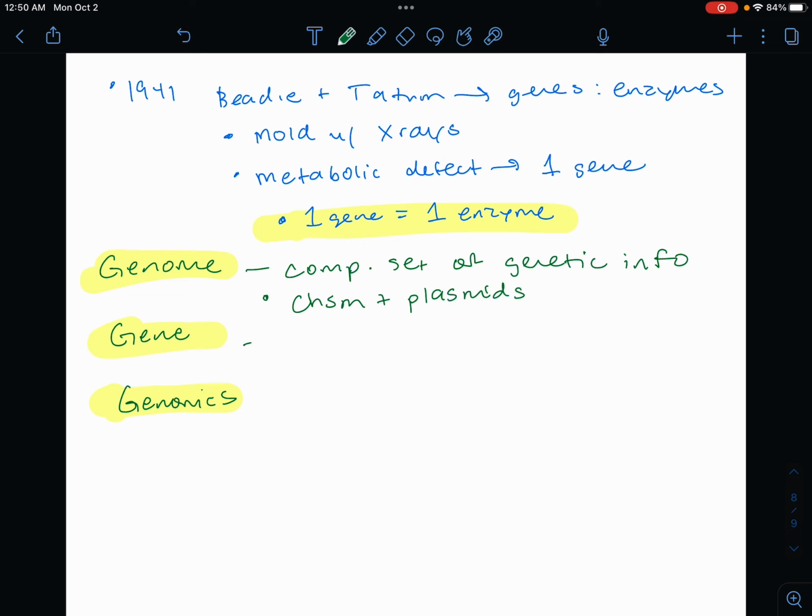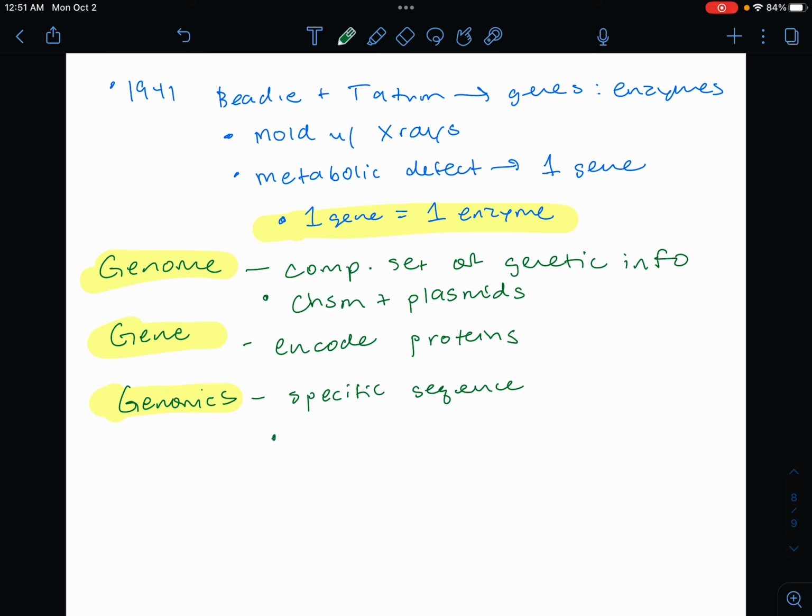Genes will encode a product of a protein, and genomics is the study of the specific sequence. Sorry about the spelling there. It's late at night. So genomics is the study of the specific sequence.